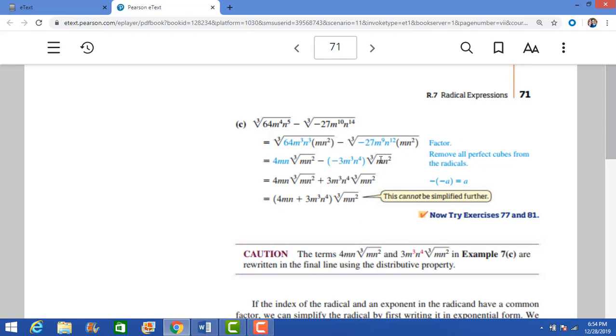Notice that we've got like radicals. So now we can use the distributive property again to factor out the like radical, and we get this. In this case, we can't simplify this any further, so we would have to leave it in this form. Again, here are some exercises you can use to practice.